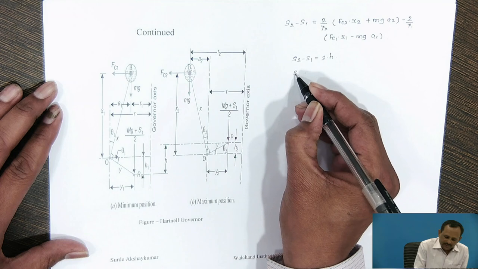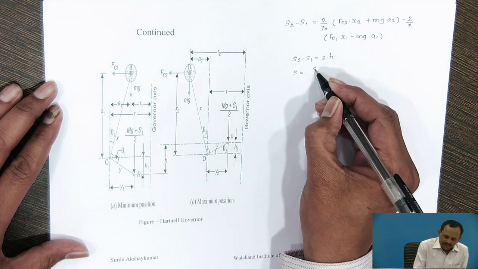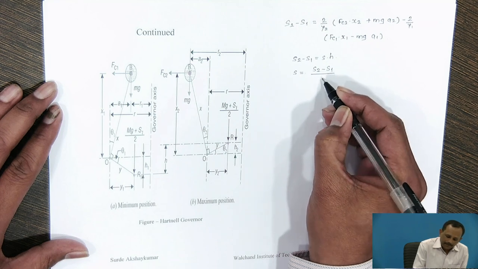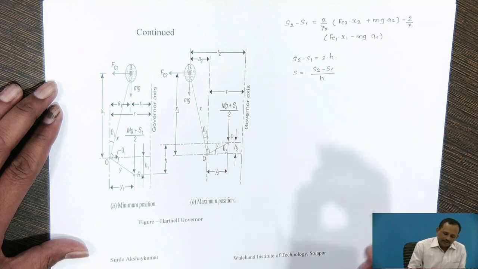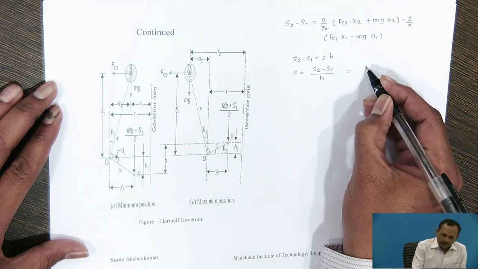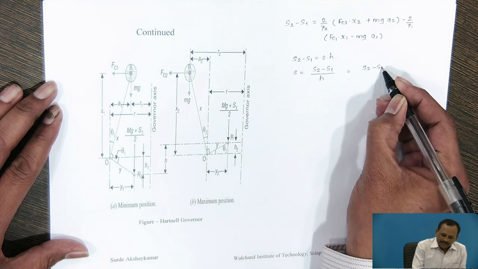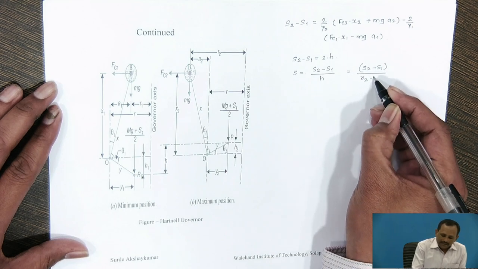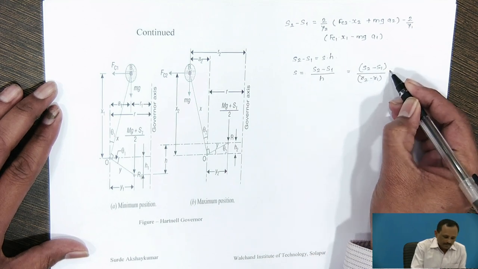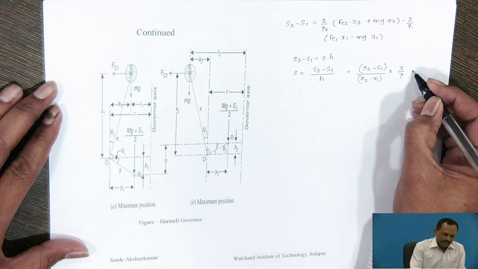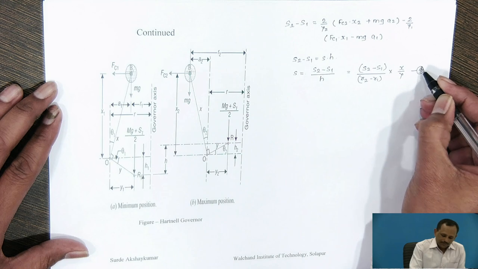And therefore, the stiffness of the spring is the difference between the spring forces divided by the compression of the spring. Hence, it is equal to (S2 minus S1) divided by (R2 minus R1) multiplied by X upon Y. So, this is your equation number 5.